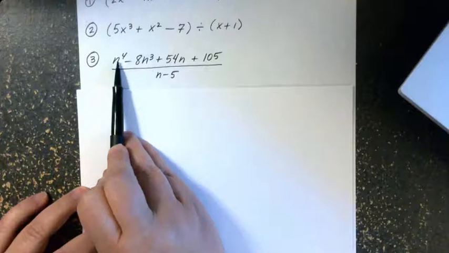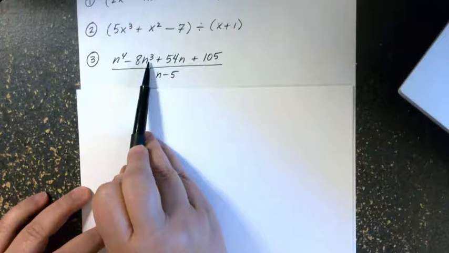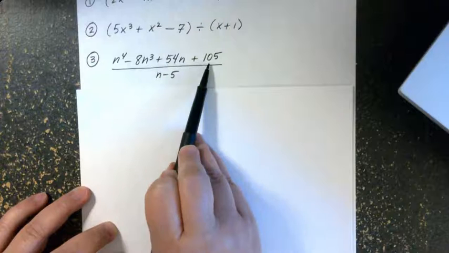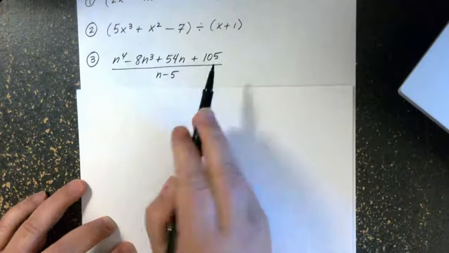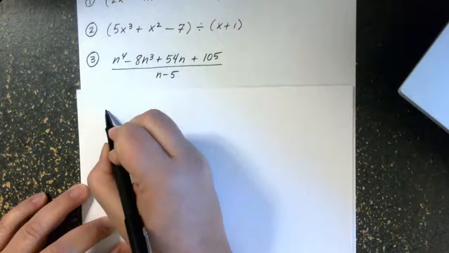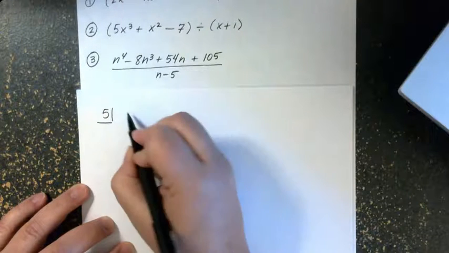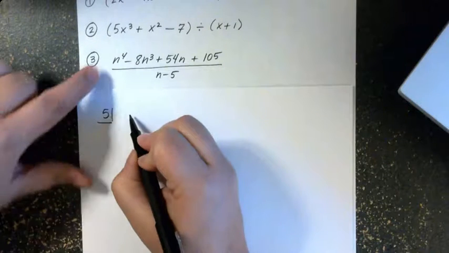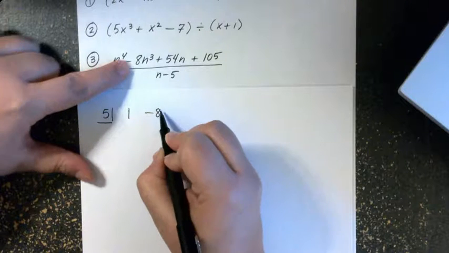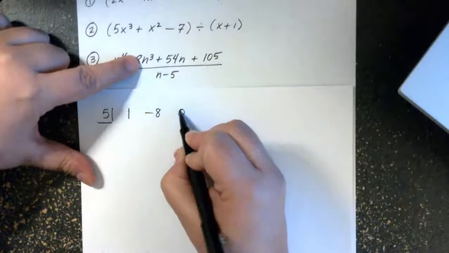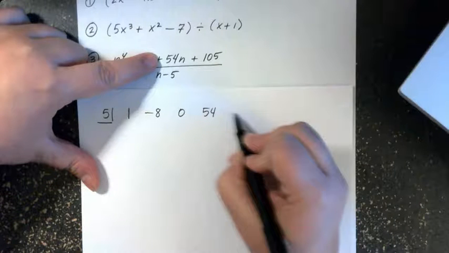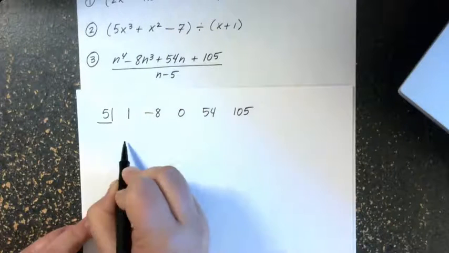squared term. We have n to the 4th, n cubed, 0 n squareds, 54n to the first, and 105n to the 0. So the root that goes with that factor is positive 5. And then I'm going to get those coefficients. Don't forget the missing one. 1n to the fourth, negative 8n cubed, 0n squareds, 54n to the first power, and 105n to the 0 power.